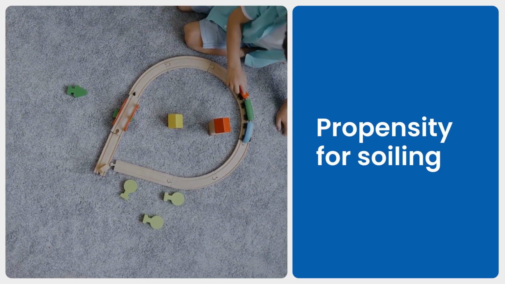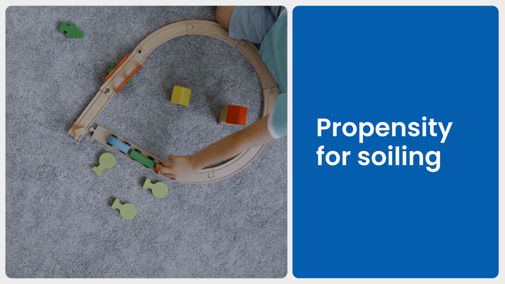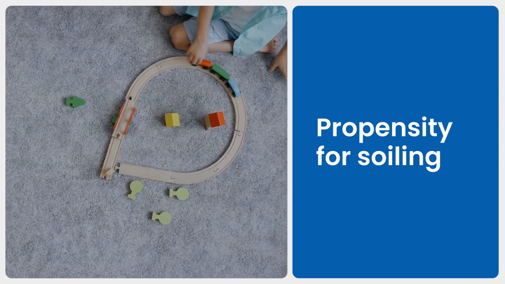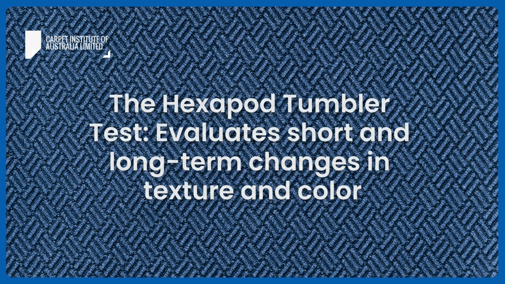Propensity for soiling. Carpet fibers are rated for their resistance to soiling. These values are closely monitored and updated as fiber technology evolves. The Hexapod Tumbler Test is used by the ACCS to assess anticipated short-term and long-term appearance change in the texture and color of carpets. Currently, assessments of texture and color change are made at 1,500 cycles, simulated 9 to 12 months in service, and 8,000 cycles, 3 to 4 years in service equivalent.